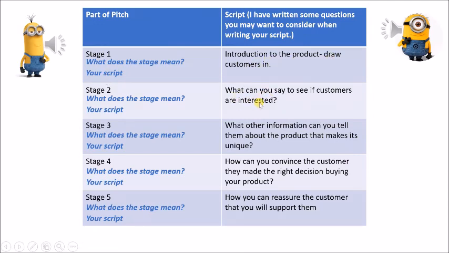So for this task, you need to fill in the table. For each stage, you need to fill in what happens at each stage, and then the script, you need to say what you would say to customers at that point in the stage. So for stage 1, this is where you introduce them to the product. You're trying to draw customers in, you're trying to gain customers. So at this point, you need to be using persuasive language, which I know you've learned about in English, and really, really sell your business and your product to the customer.